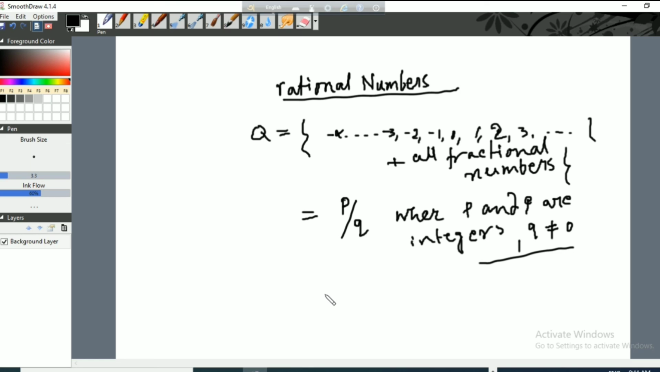So these are rational numbers. So that is it for this class. From next class I will talk a little more about rational numbers and then irrational numbers, and then we will solve some examples and exercises.